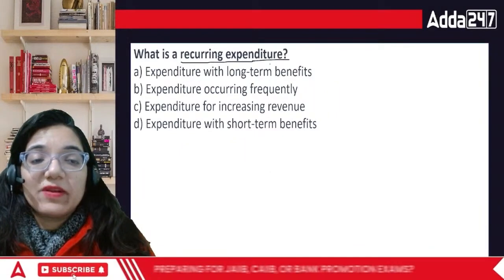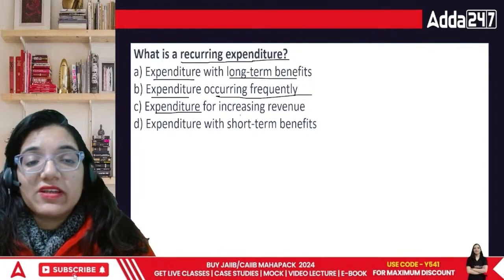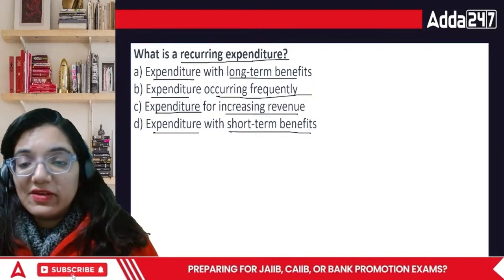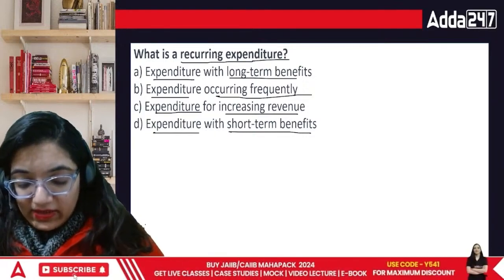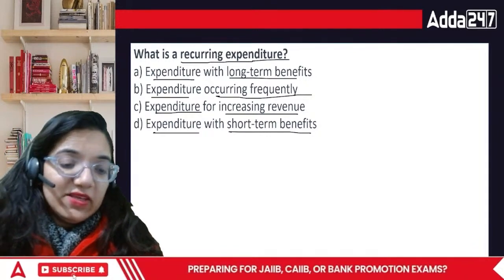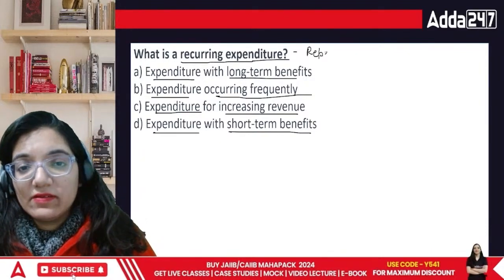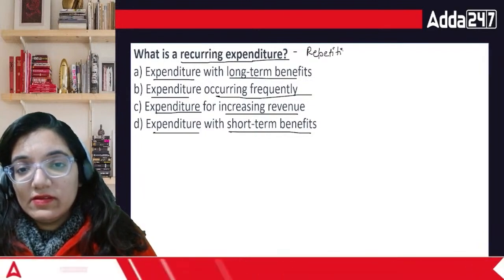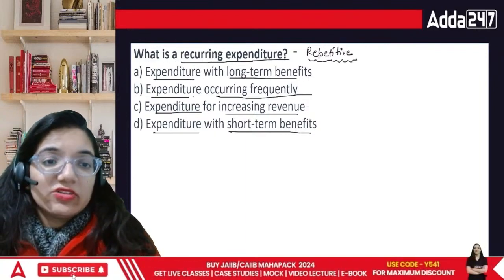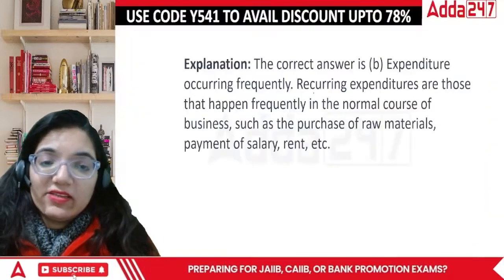What is a recurring expenditure, everyone? Expenditure with long-term benefits, expenditure occurring frequently, expenditure for increasing revenue, expenditure with short-term benefits. How do we define a recurring expenditure? The word recurring means repetitive. Hai na? Anything which is on a repetitive basis is called recurring expenditure. So the expenditure which occurs frequently is recurring. Okay? So that can be the point.